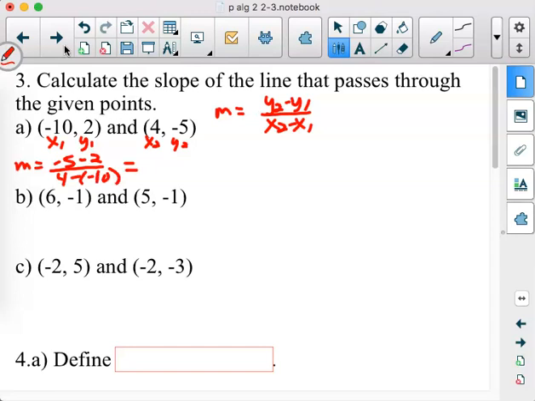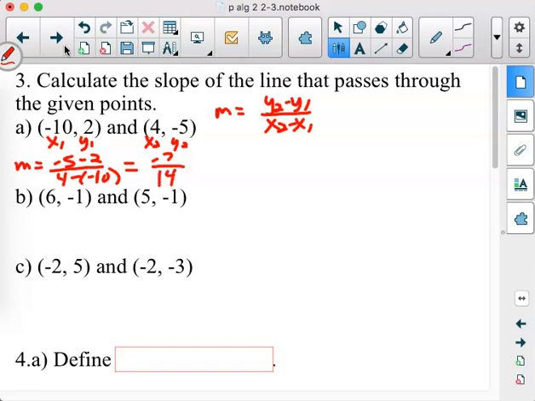Now here's where slope gets tricky. Look at all those minuses up there. And the most common mistake made in math is negatives. So you just have to be careful. Negative 5 minus 2 more would be negative 7. 4 minus a negative 10 would be 4 plus 10, which is 14.